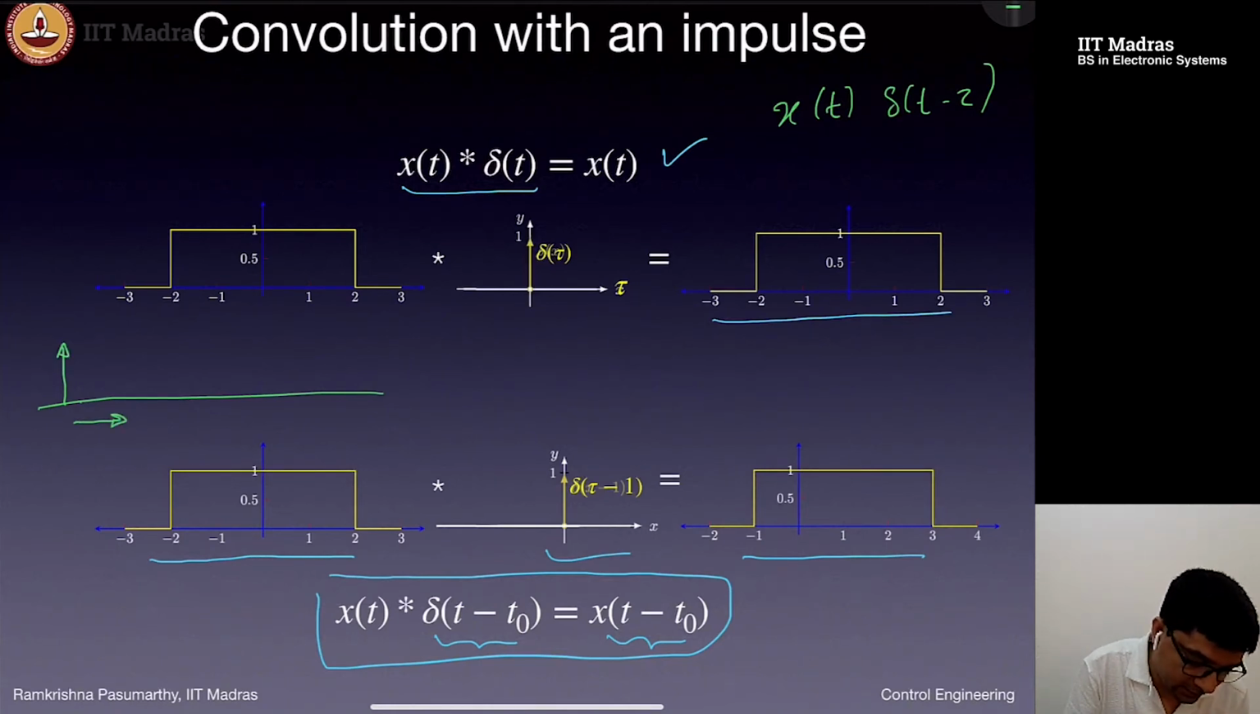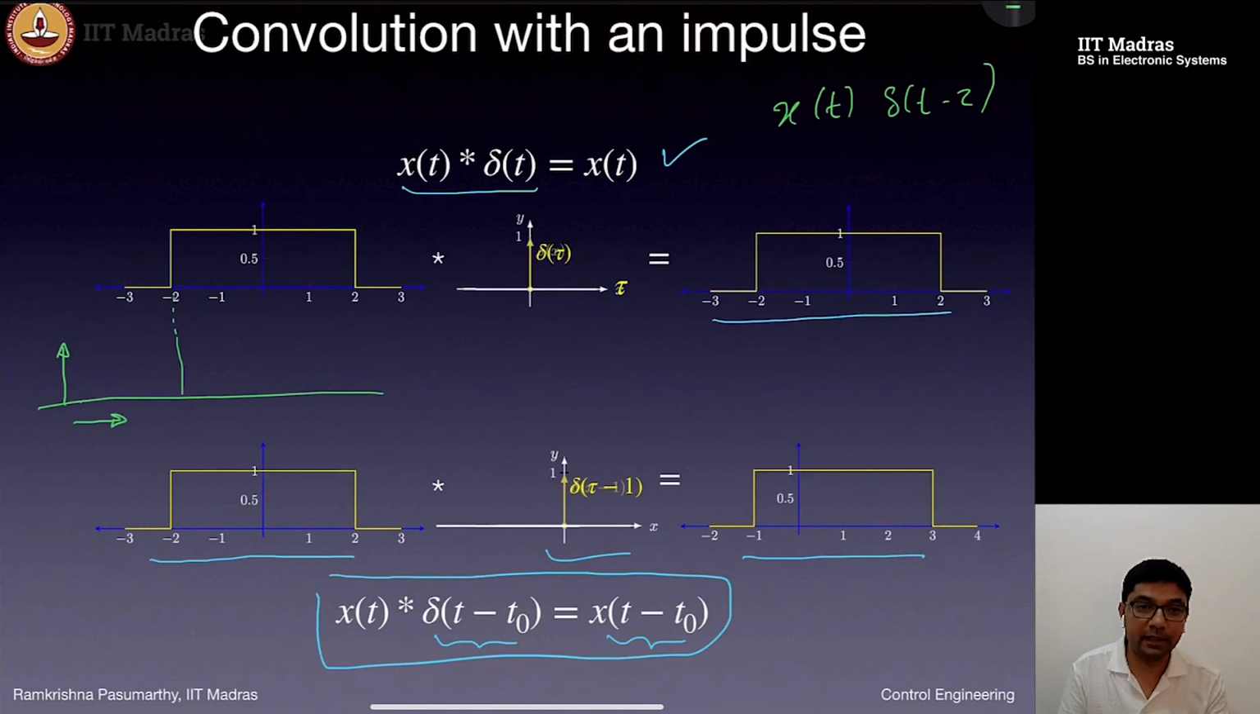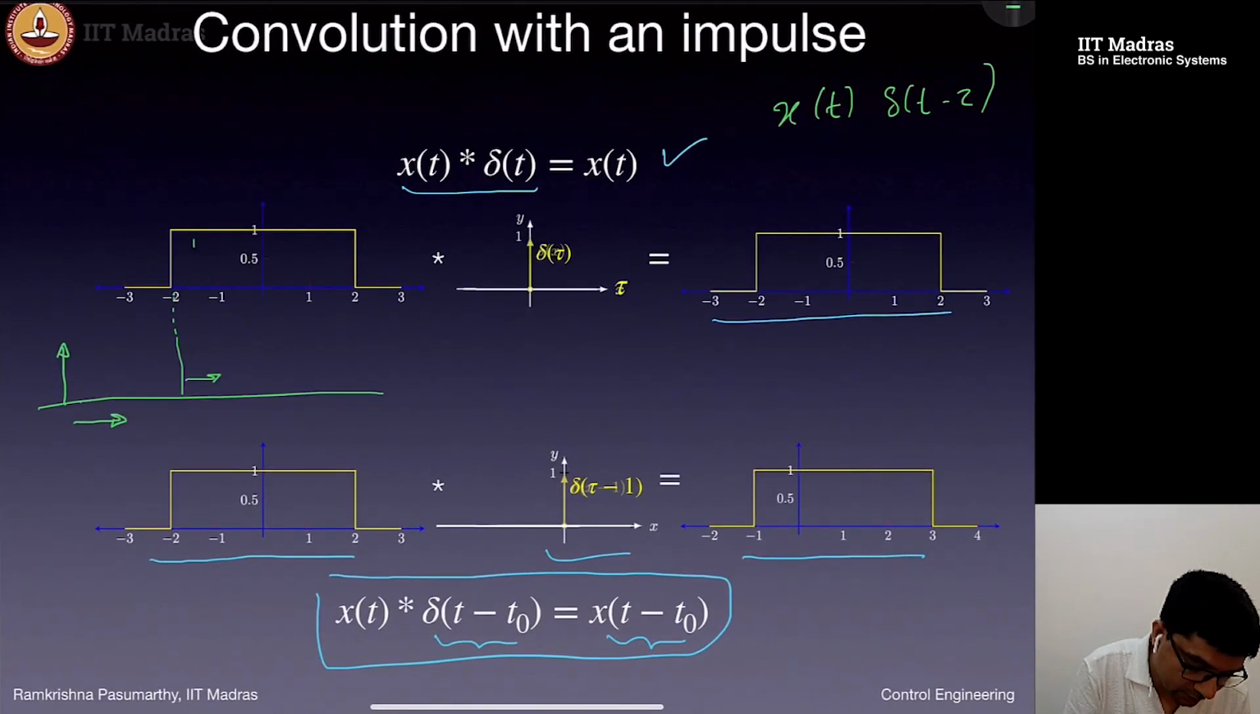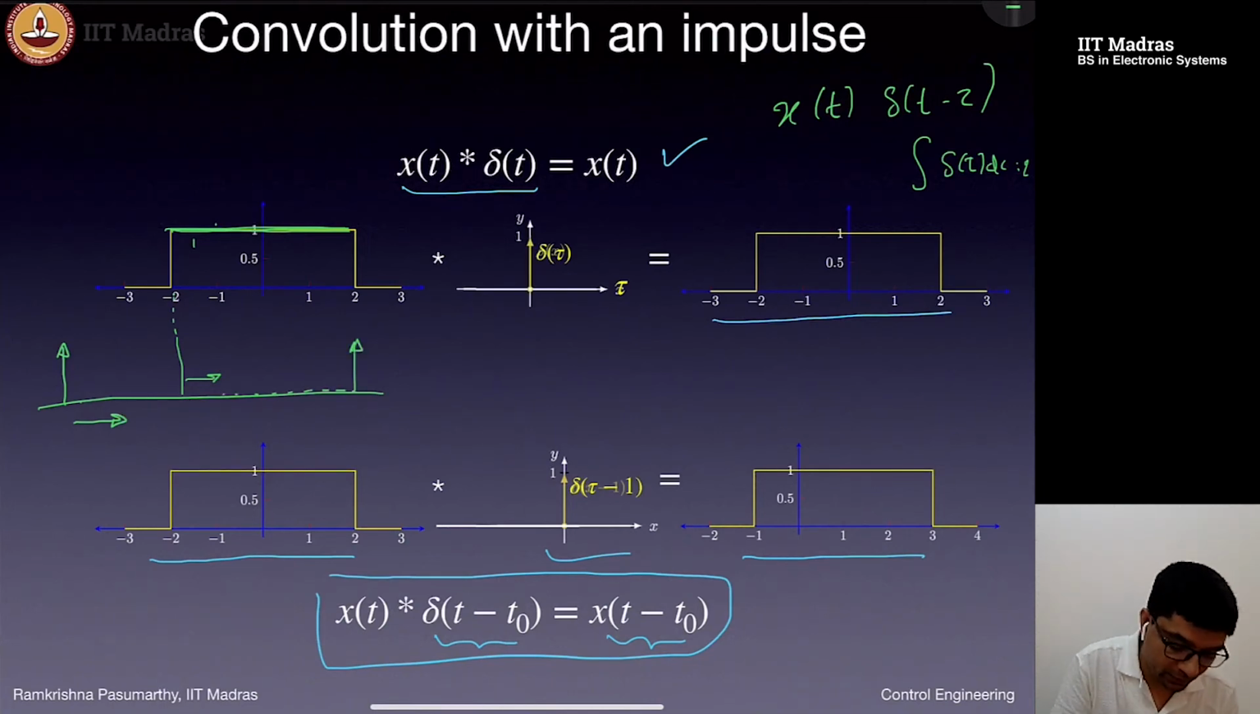Until t is less than 2, nothing happens. Once I reach t equal to 2 and I keep moving right, the area will be just the magnitude of this one, which is 0.5, because my delta is equal to 1 and is scaled by this magnitude here, which is the magnitude of x of t. From here all the way till my delta reaches here, it will just be 0.5, and after that it again goes to 0, like here.